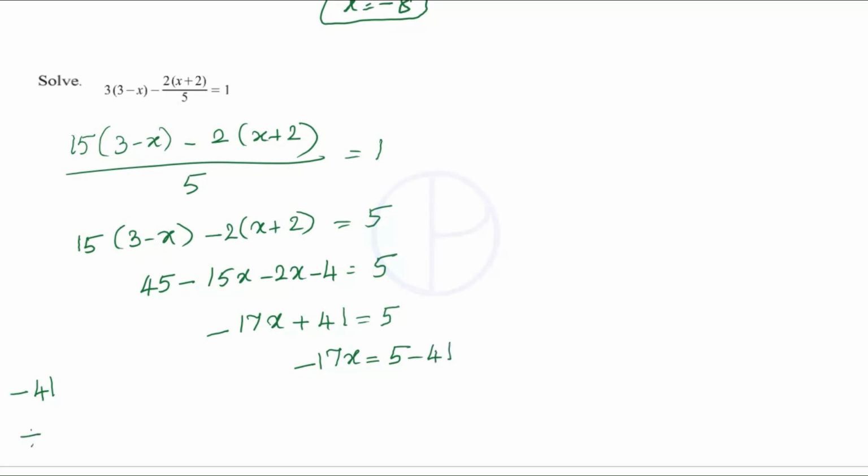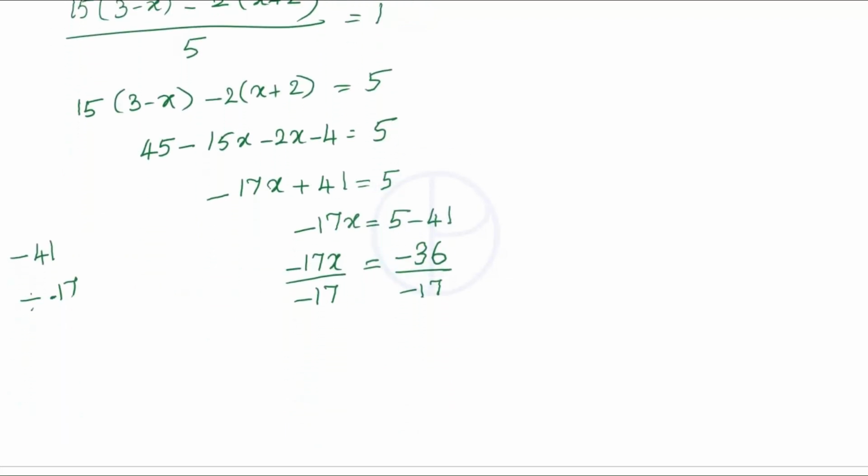So now divide both the side by negative 17 to get the x value. Okay. So 5 minus 41 is negative 36. Divide both the side by negative 17. So we get x equal to, the negative gets cancelled. So there is no common term between 36 and 17. So x equal to 36 divided by 17.